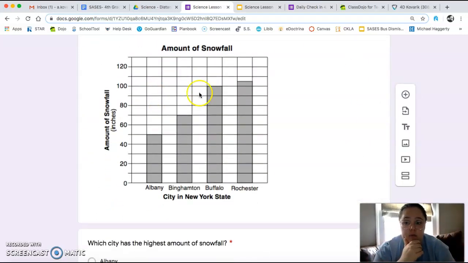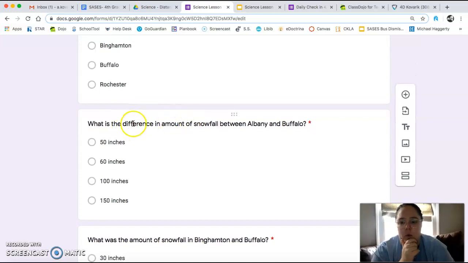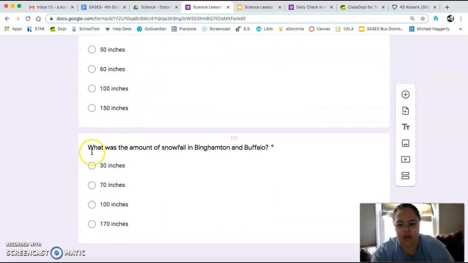All right, and we already went over this chart right here. So you're going to tell me which city has the highest amount of snowfall. I want you to tell me what is the difference of snowfall. We know that difference is a special math word that tells us to do something. So remember, what does difference mean? And then I want to know, what is the amount of snowfall in Binghamton and Buffalo? All right, so we're bringing in some math skills today, bringing in some chart and graph skills today.